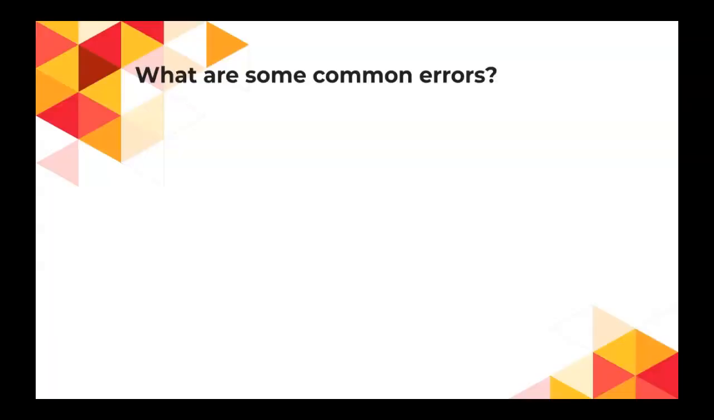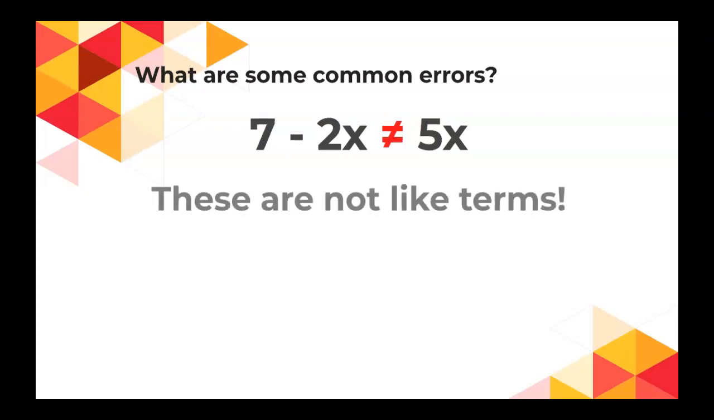Okay, another common error that I see often is something like this: 7 minus 2x. That's not equal to 5x. These are not like terms. We just have a 7 and then we have 2 x's.